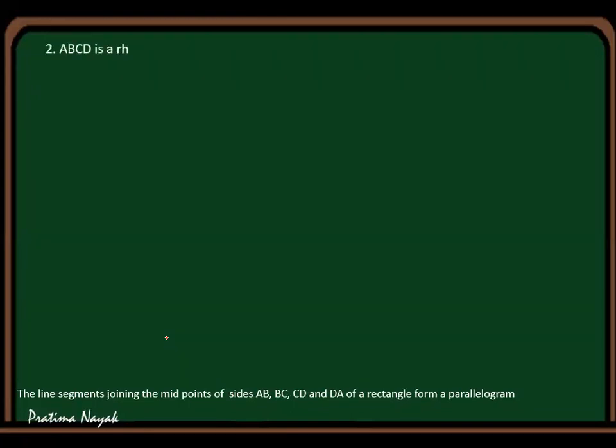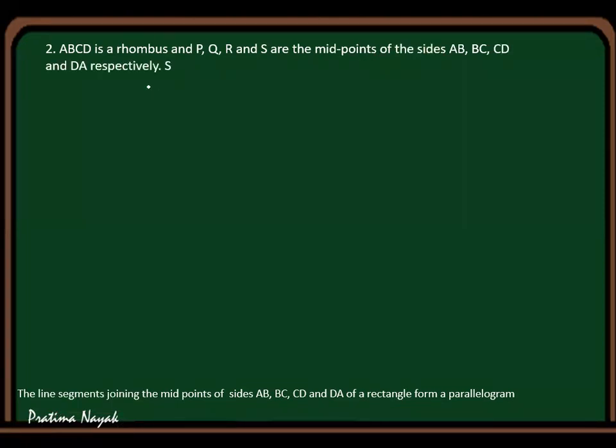Now coming to question number 2. You can read the question. ABCD is a rhombus and P, Q, R, S are the midpoints of the sides AB, BC, CD and DA respectively, so that this quadrilateral PQRS is a rectangle. So now we are joining the midpoints of a rhombus and we have to prove that it will form a rectangle. So let us draw the figure.